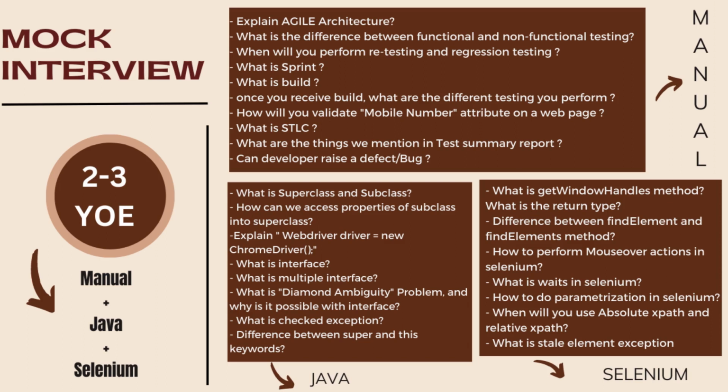Can we access properties from subclass to superclass? Yeah. How? Using upcasting, we can return the properties of the subclass to the superclass. Do we need any concept before that? Yeah, first of all, we have to extend that class into the subclass, and after that we can perform upcasting, so that we can return all the properties to the superclass.